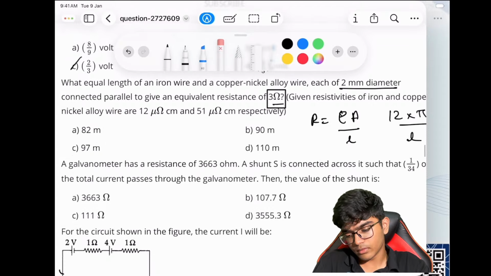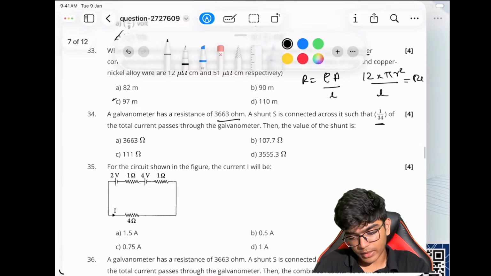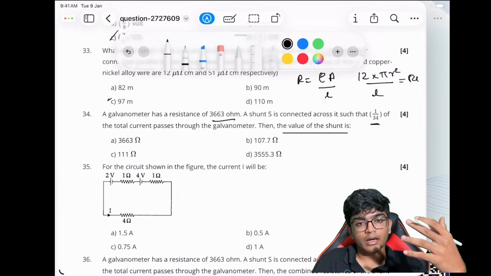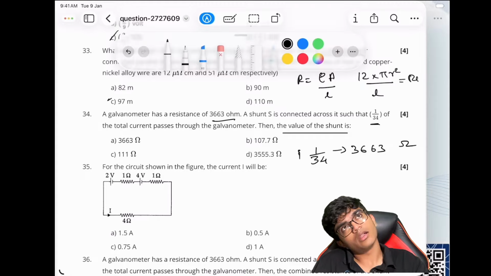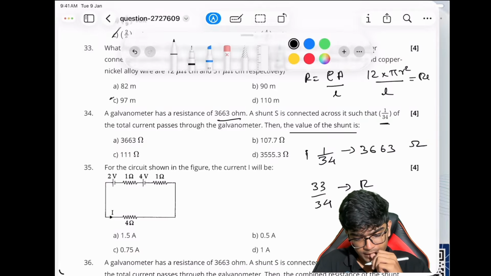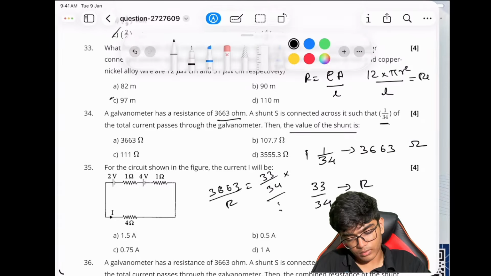Okay, the galvanometer resistance is given. The shunt is across it, and 1 by 34th of the current passes through the galvanometer. The shunt is nothing but another resistance. Because of that, 1/34th of the current is passing through 3663 ohms of resistance. The remaining 33 out of 34 of the current is passing through the shunt resistance. Okay, V is equal to IR. I and R are inversely proportional. So 3663 divided by resistance is equal to 33 by 34 into 1 by 34 into 34. R is equal to 100.